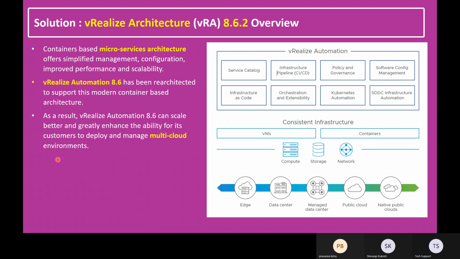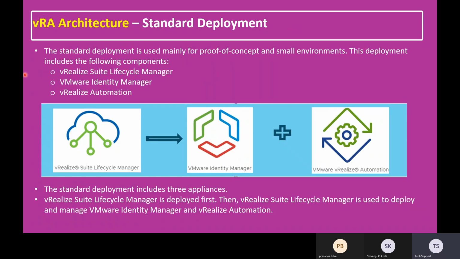Okay, so in our next slide, I'm going to show you the vRA architecture standard deployment. See, in today's lab, we identified how to install the vRA architecture. The standard deployment is mainly for proof of concept and small environments. This deployment includes three components. During today's installation, we noticed the first installation is LCM, and using LCM, it will provision IDM, identity manager, and then it will provision vRA.